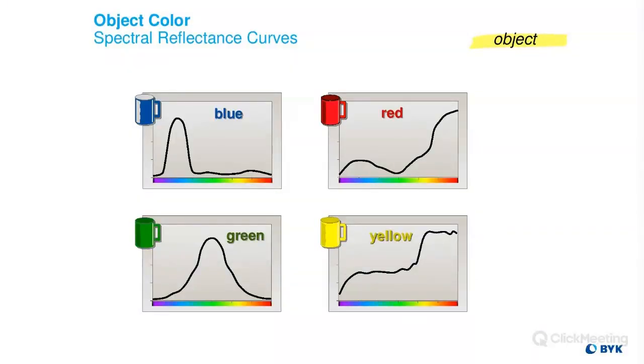And so when we measure a color, when we use a color instrument to measure a color, what it's actually measuring is the spectral reflectance curve. It's measuring how much of each wavelength of light is being reflected by a color or a material rather than absorbed. So for example, here at the top left, we have a blue color, and so it's reflecting a lot of blue wavelengths and not much else. Red is reflecting, of course, red wavelengths and not much else, and so on and so on.